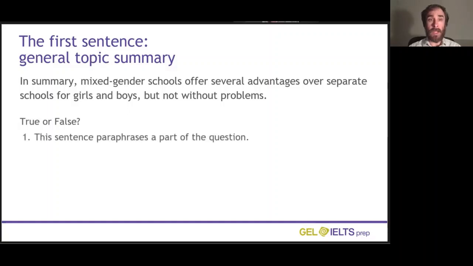Number 1. This sentence paraphrases a part of the question. Look at the next question below this video and choose true or false for sentence number 1.